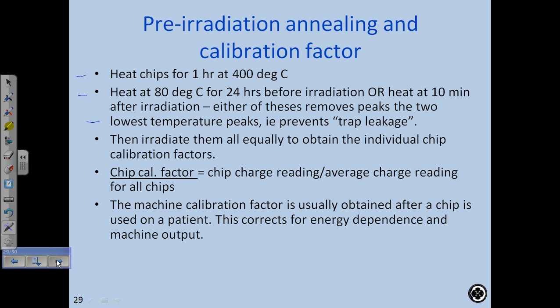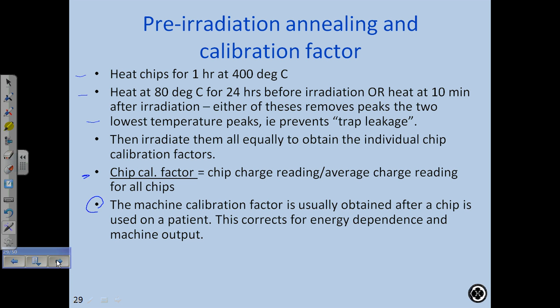and then we irradiate the chips equally on the linac, and then we read each chip, and each chip has a calibration factor associated with it. So we irradiate it with say 200 centigray, and then we run it through the glow curve, and we get a reading. And by the way, when you integrate the area under the glow curve, it becomes nanocoulombs. It goes from amps to nanocoulombs, because you're multiplying by a time. So then we get chip factors, and then we get a machine calibration factor before we use the chip on the patient.